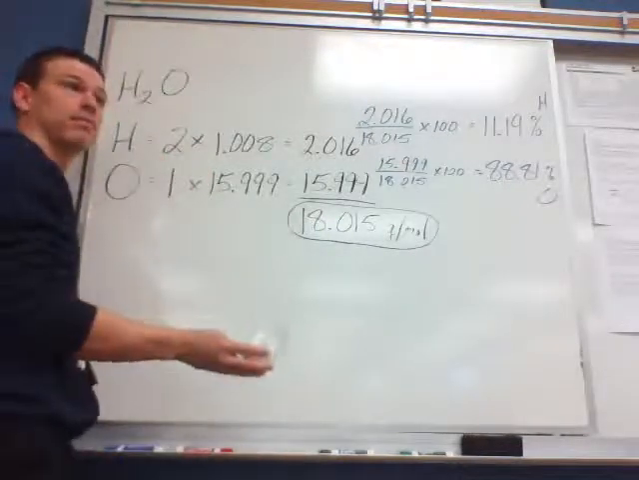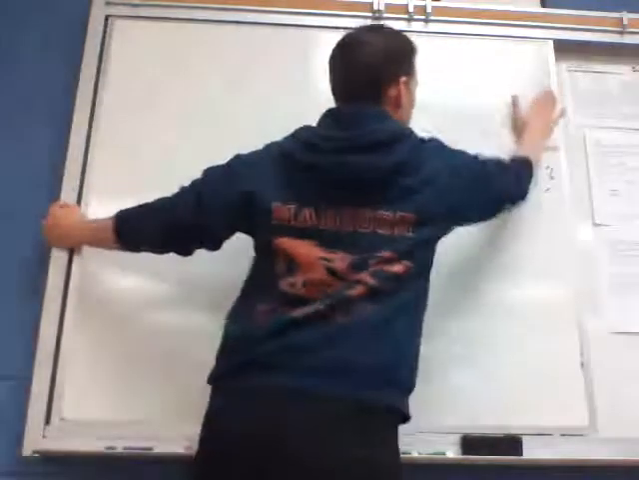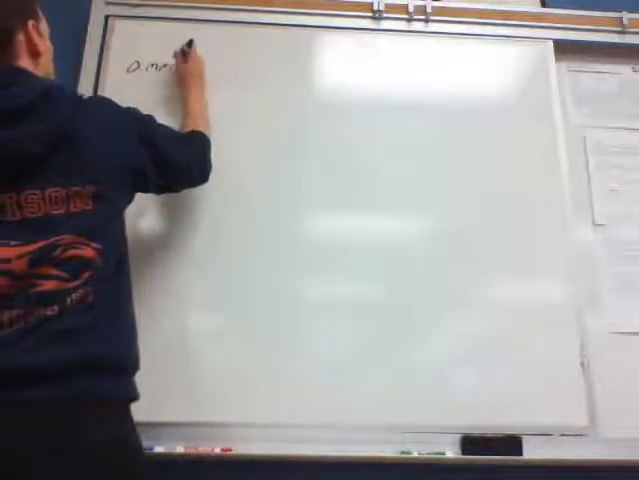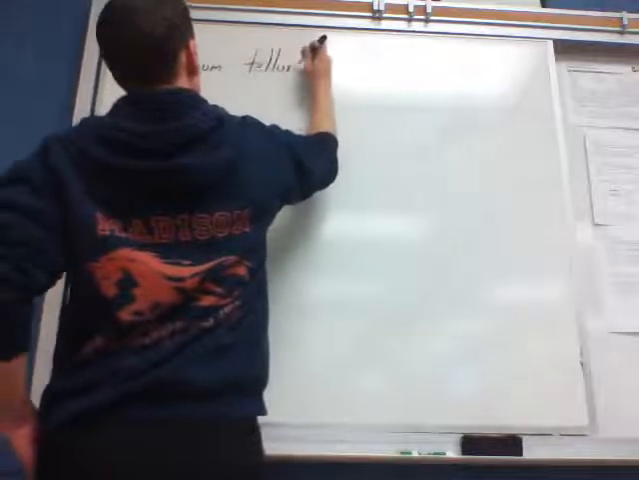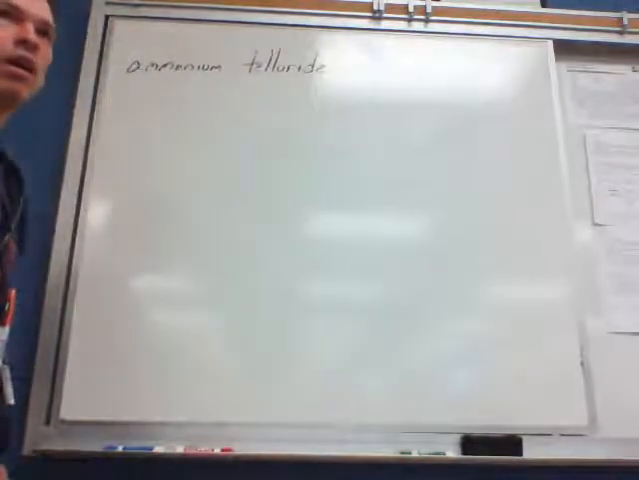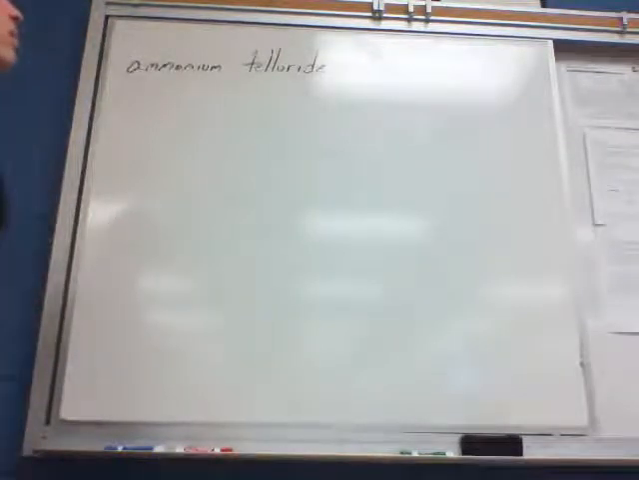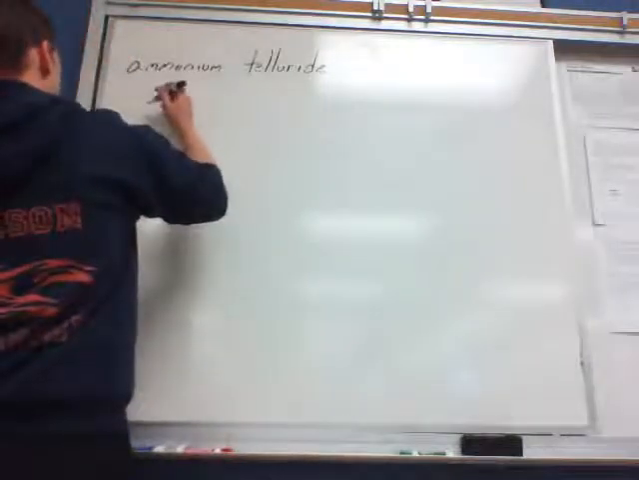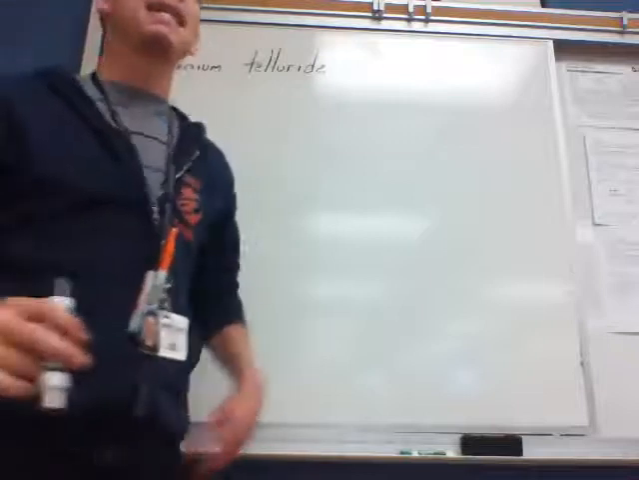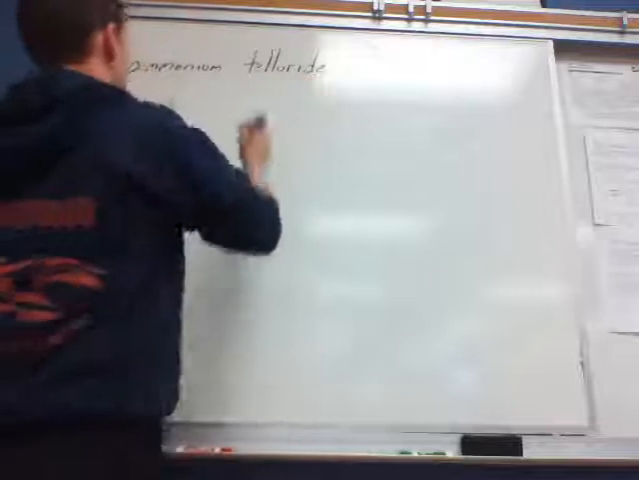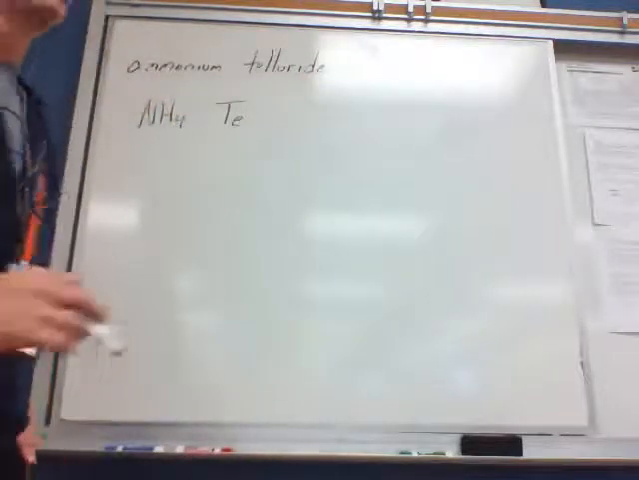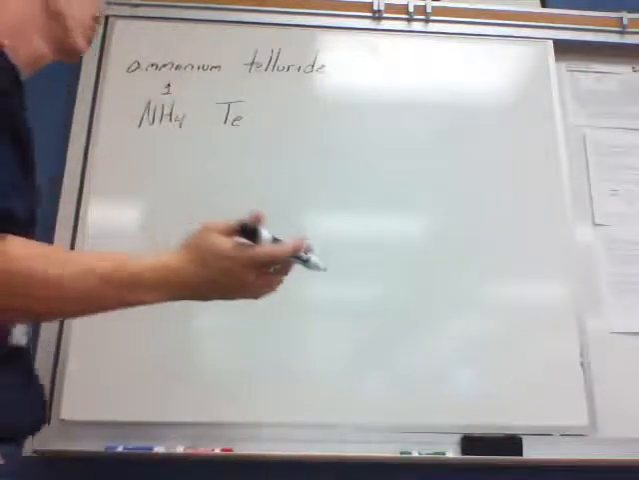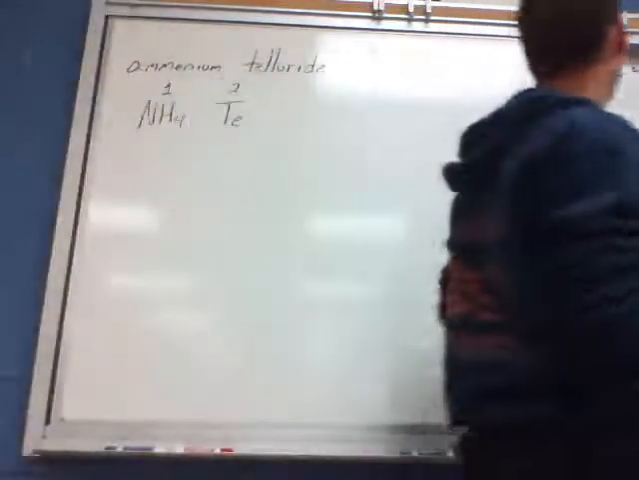Let's do another one. Can I erase this? Write this down: ammonium telluride. Just so we remember the process of creating a formula, ammonium is NH4. Telluride, ending in -IDE, is really an element on the periodic table. It's tellurium. Ammonium has an oxidation state of +1. This is review. Tellurium, -2. Not crazy, right?